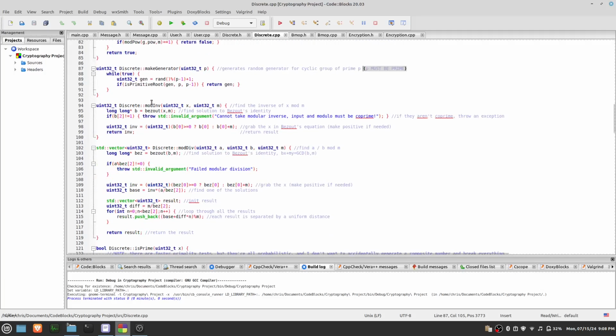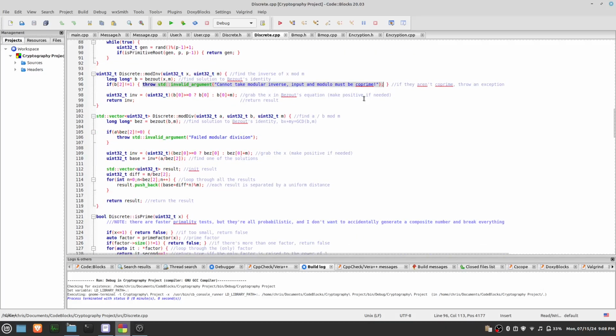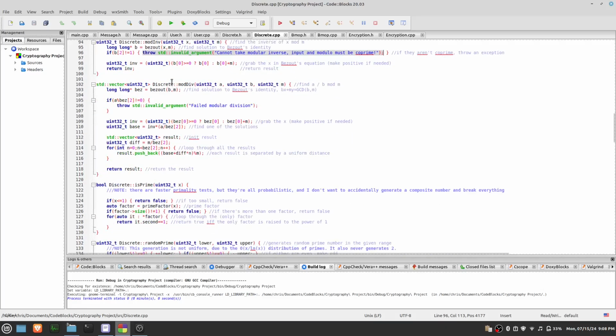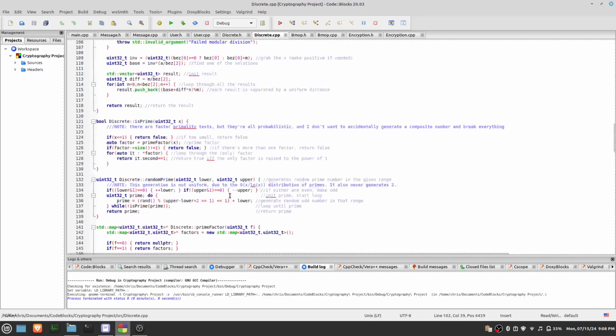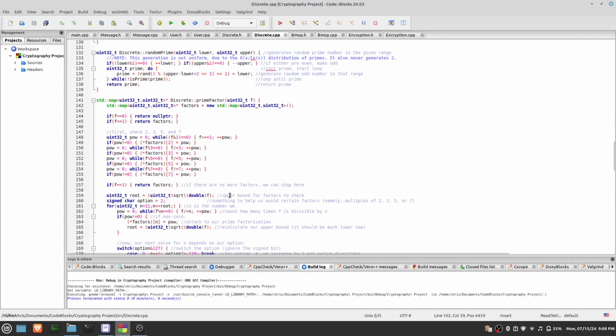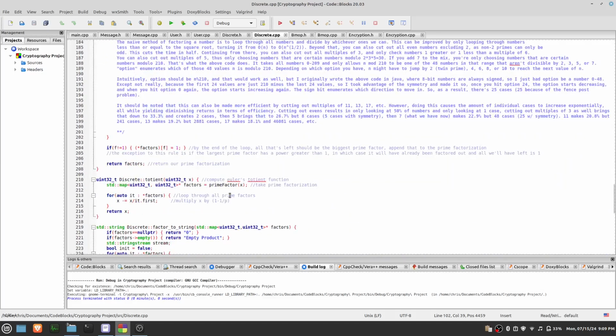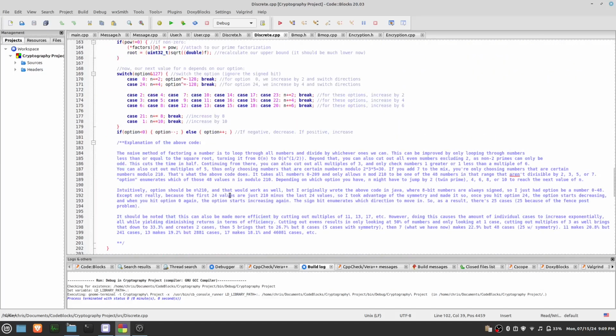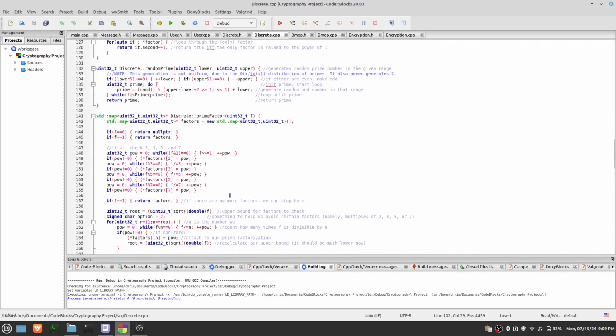Let's see. Modular inverse just uses Bezout's identity, and if the GCD isn't one, then we throw an exception, which I think will potentially just get caught and print out to the console that there's no modular inverse. But anyways, next we have modular division. At some point I decided to implement the discrete logarithm because that's important for hacking into ElGamal encryption.